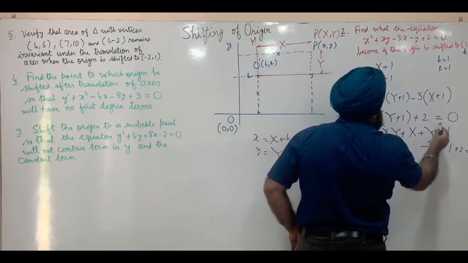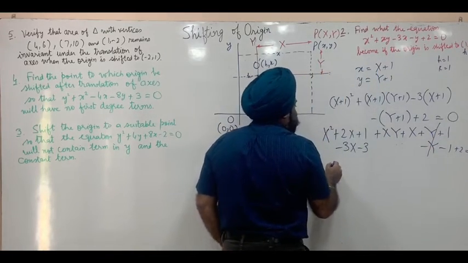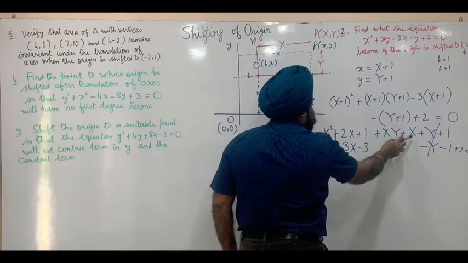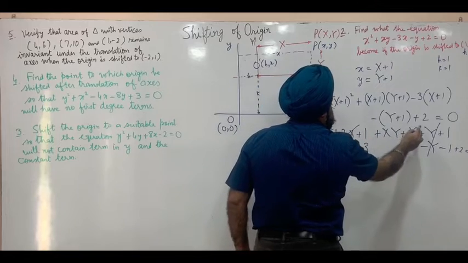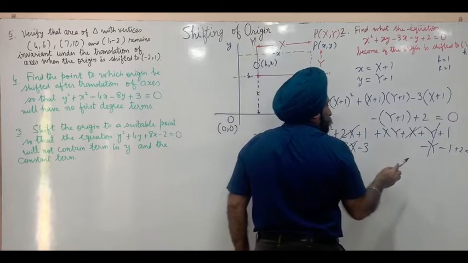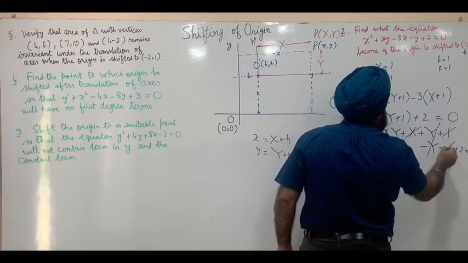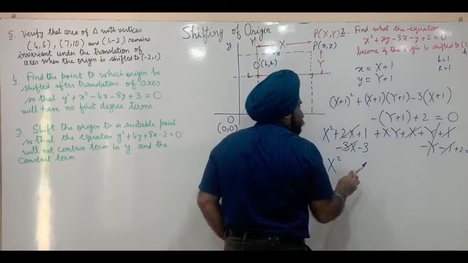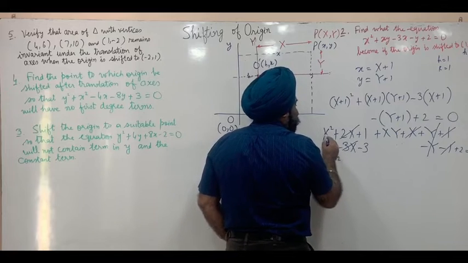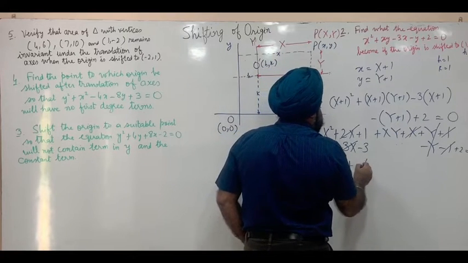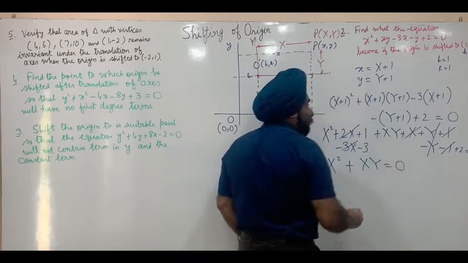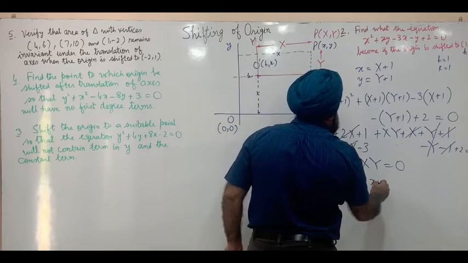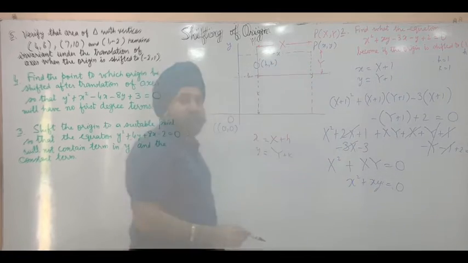Simplifying once again, this will cancel out. This is X square, 2X plus X is 3X, minus 3X, so this will cancel out. 1 will cancel out with minus 1. 1 plus 2 is 3, minus 3, this will also cancel out. We are left with X square plus XY equal to 0. So the equation is X square plus XY equal to 0.